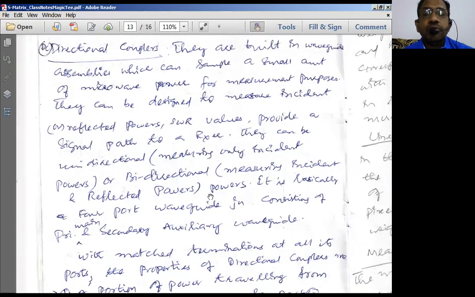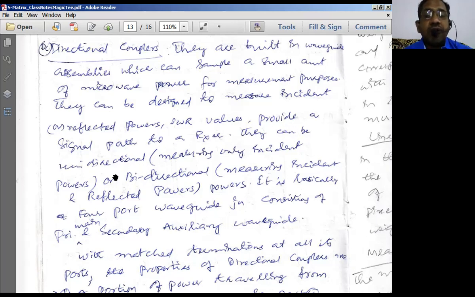They can be used to measure the incident and reflected powers, and the SWR value, the standing wave ratio. Standing waves are present when there are reflected waves, so we can find the standing wave values using directional couplers. They also provide a signal path to a receiver. That means if we want to couple input to output, and the output is a receiver, then we provide a signal path to the receiver.